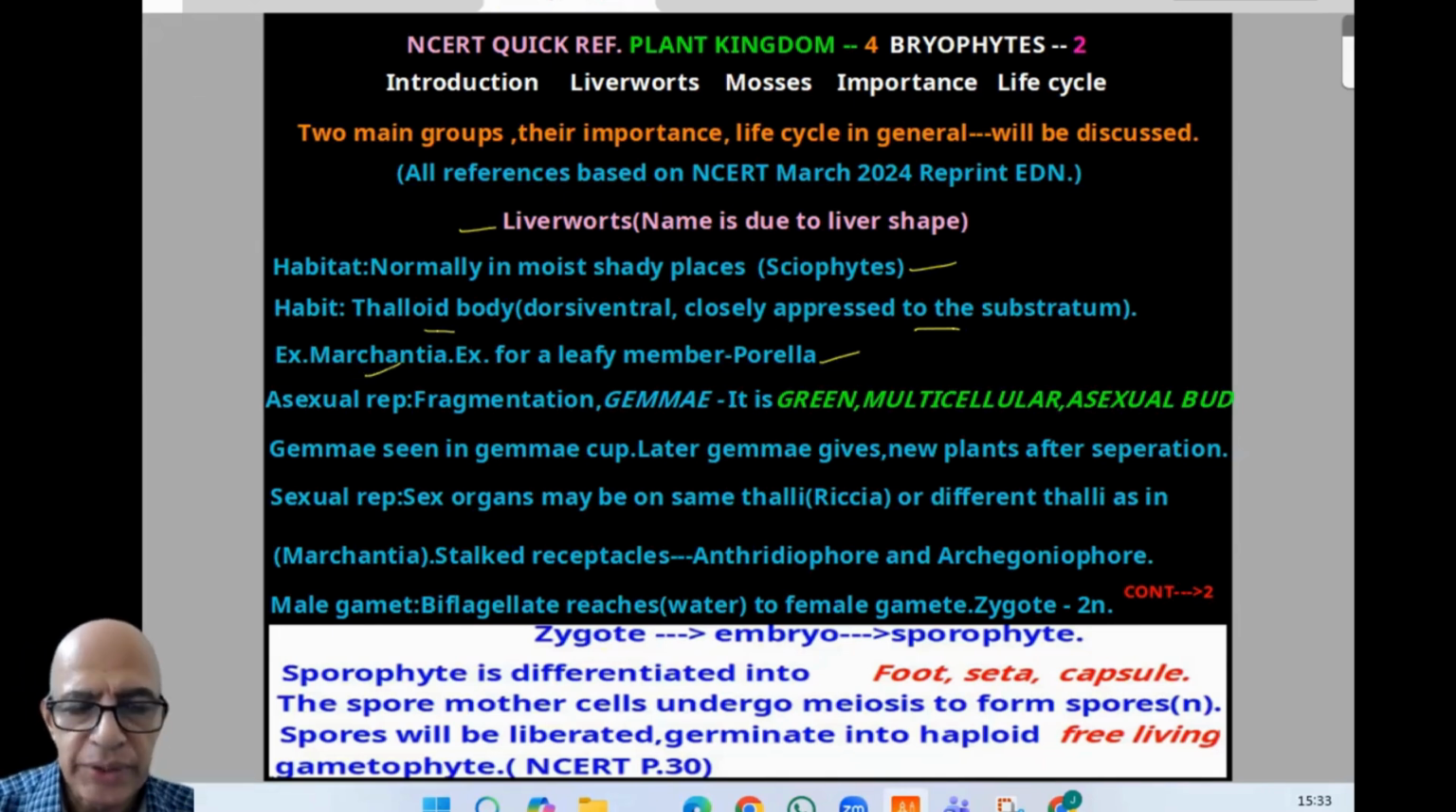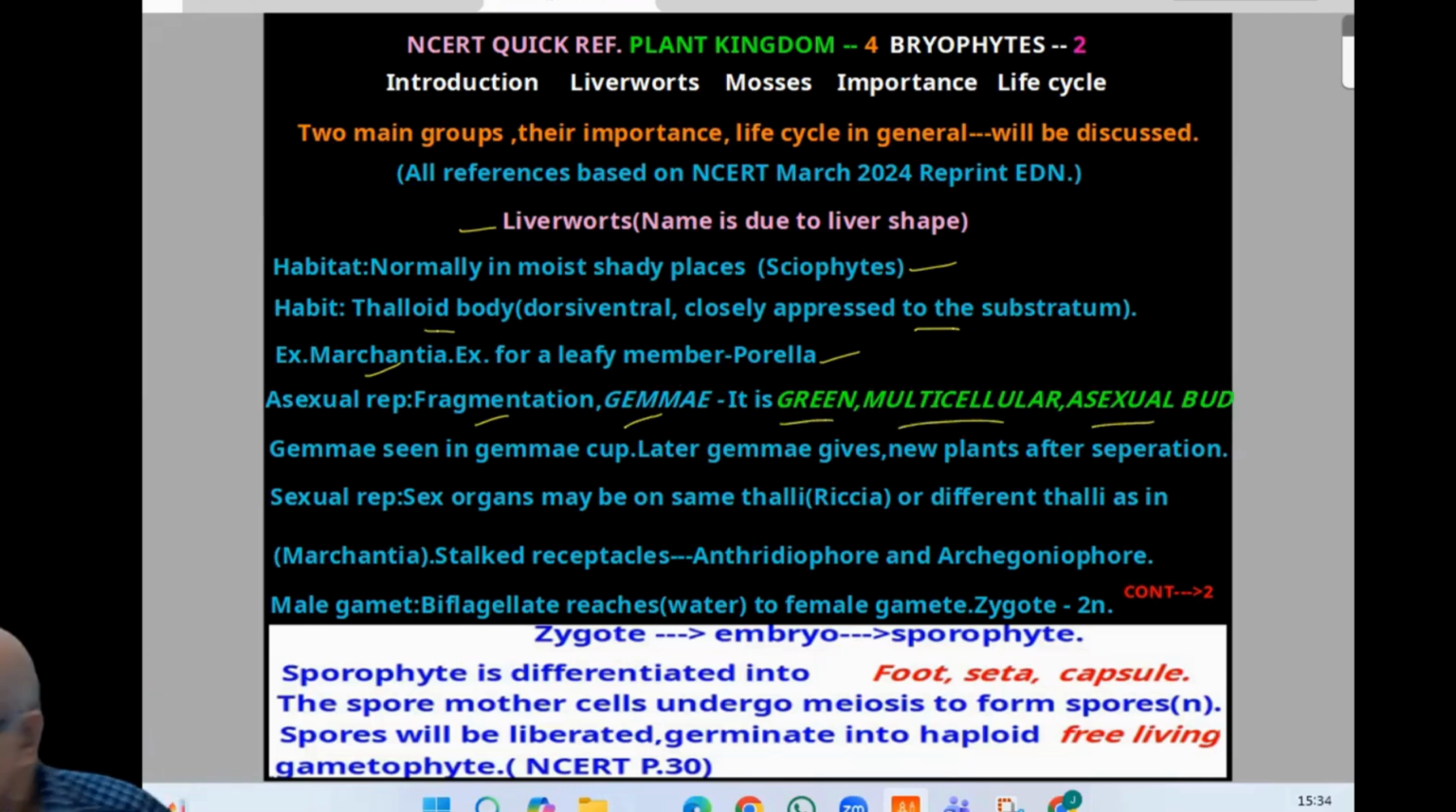Now, asexual reproduction. It can be either by fragmentation or by gemmae. Gemmae is a popular question. Gemmae are normally green, multicellular, asexual buds. Gemmae are seen in gemma cups. This detail, including the diagram, I have given in the detailed note. Later, gemmae give new plants after separation.